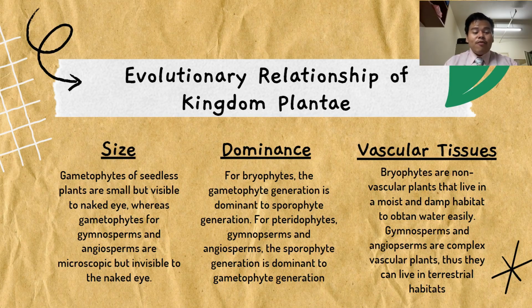Next, the presence of vascular tissues. Bryophytes are non-vascular plants that live in a moist and damp habitat in order to obtain water easily. Pteridophytes are simple vascular plants which can live in terrestrial habitats. Gymnosperms and Angiosperms are complex vascular plants, thus they can live in terrestrial habitats also.